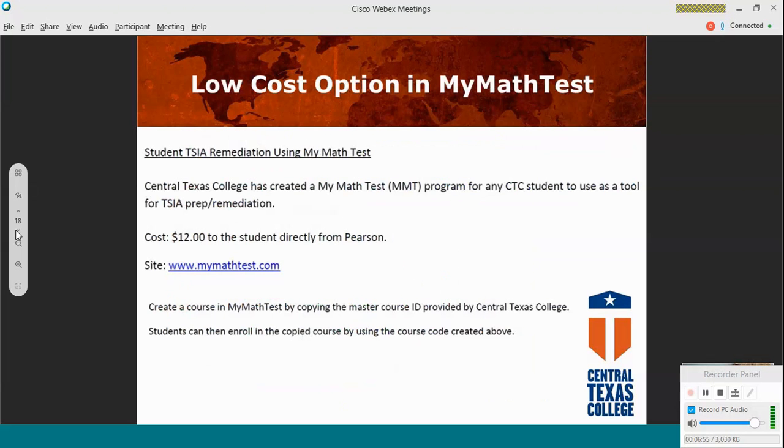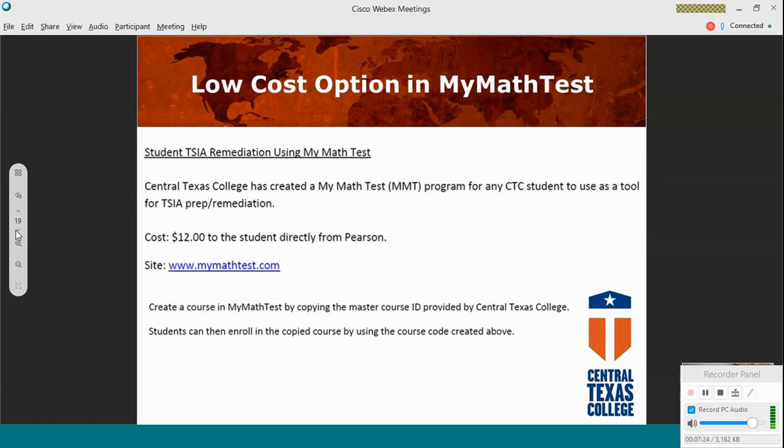All right, the other option we have is a low-cost option. This option is $12 a student, and you would pay right to Pearson, or you could get some coaching from Pearson as well. So the teacher would copy a master from us into their own MyMathTest class, and all of that is free for the instructor. And then the students would enroll in that specific course.